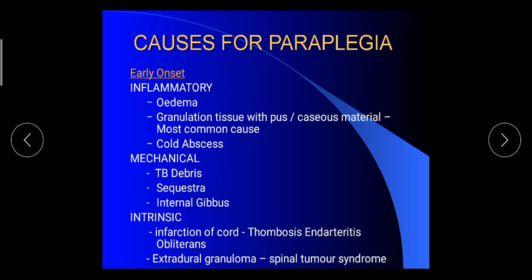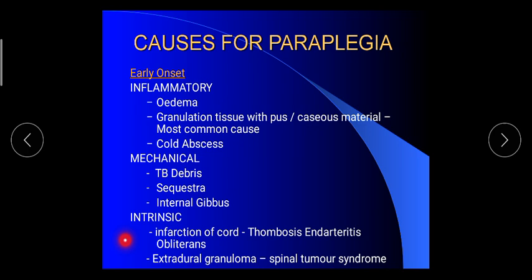Causes of early onset paraplegia: inflammatory causes, edema, caseous material, and pus along with granulation tissue. This is the most common cause of paraplegia. Mechanical causes are the tubercular debris, sequestra, and internal gibbous, and these are extrinsic causes.